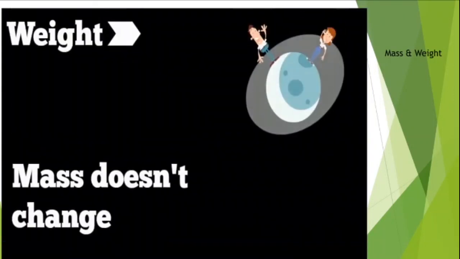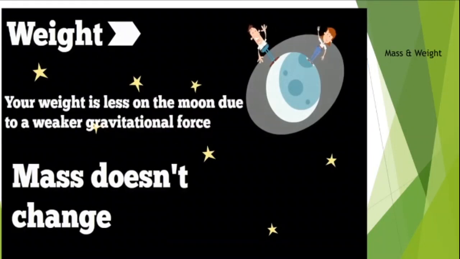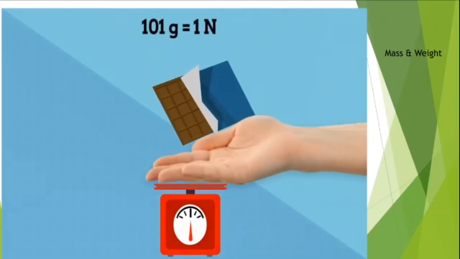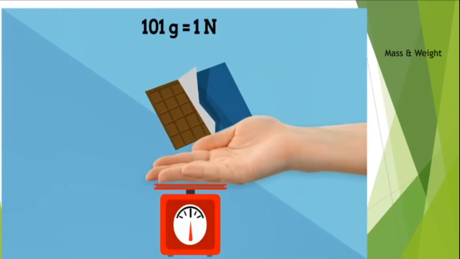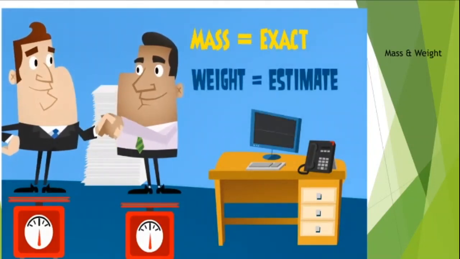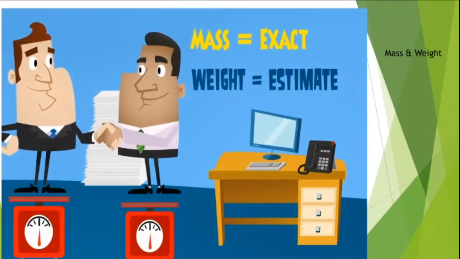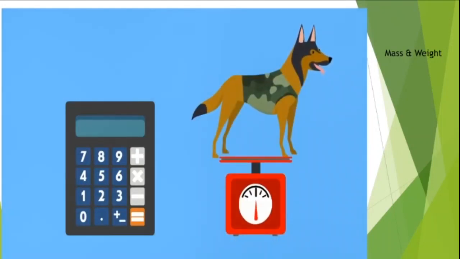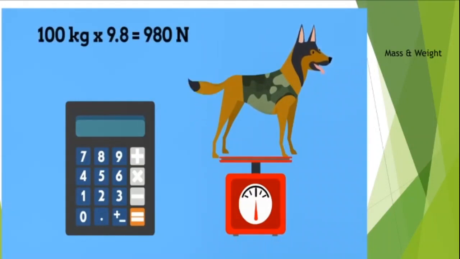Your weight can change based on the gravitational pull of your location. For example, you weigh less on the moon than on Earth. A candy bar that has a mass of 101 grams exerts a force of 1 newton when held in your hand. When you step on a scale, it is an accurate measure of your mass, but an estimate of the force of your weight that is exerting on the scale. To find out how much force a 100 kilogram dog exerts on the scale, just multiply by 9.8, and that equals 980 newtons.